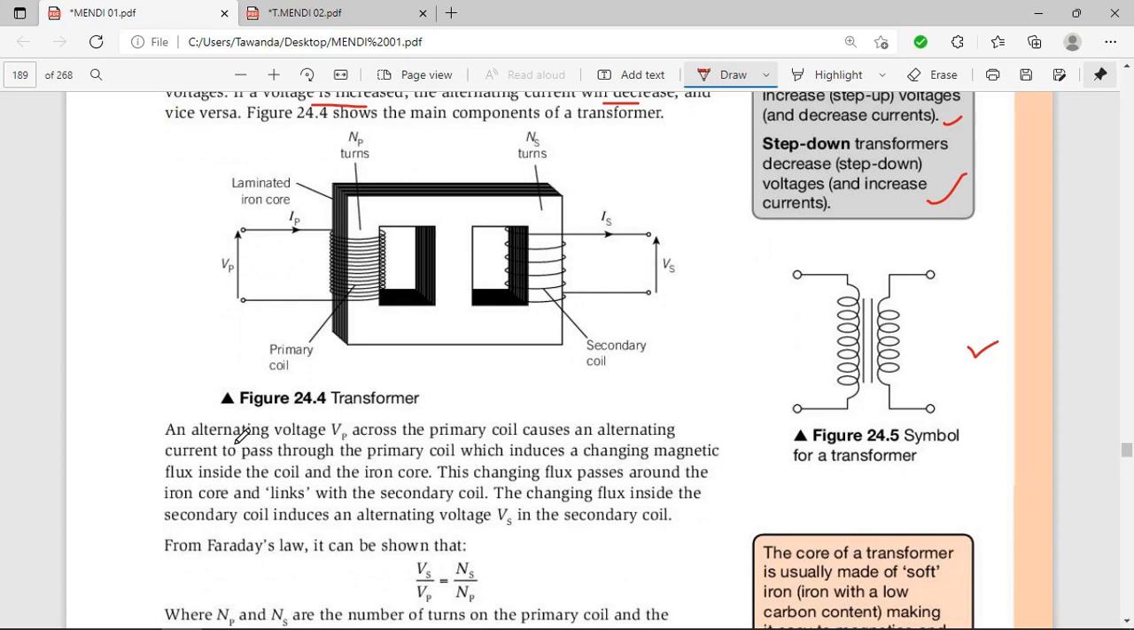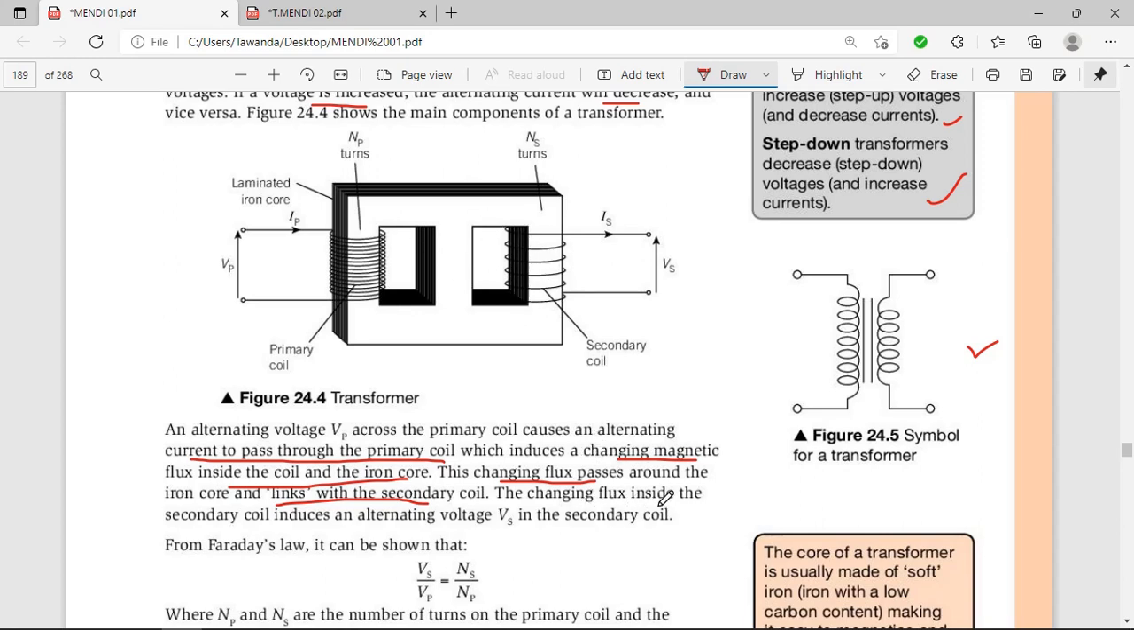So here is how it functions. An alternating voltage from the primary coil causes an alternating current to pass through the primary coil, which induces a changing magnetic flux inside the coil and the iron core. So this changing flux passes around the iron core and links with the secondary coil.